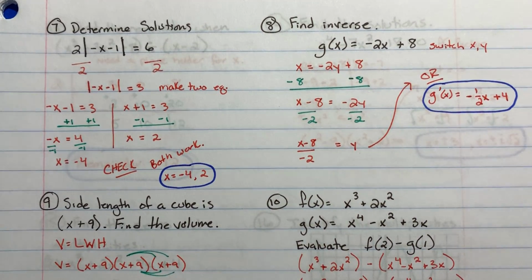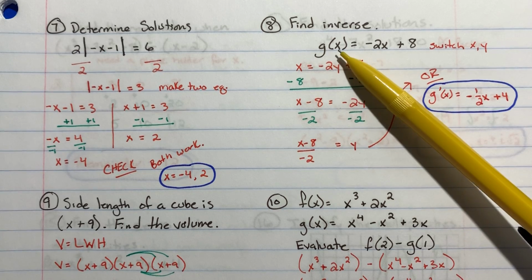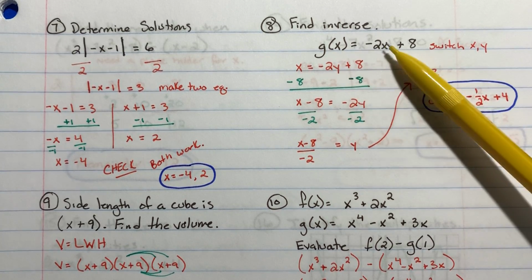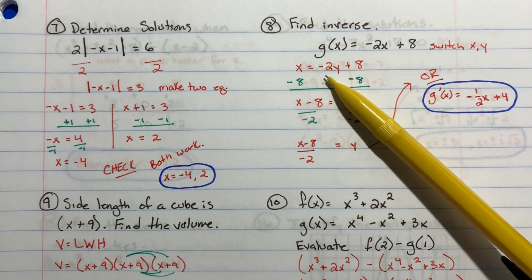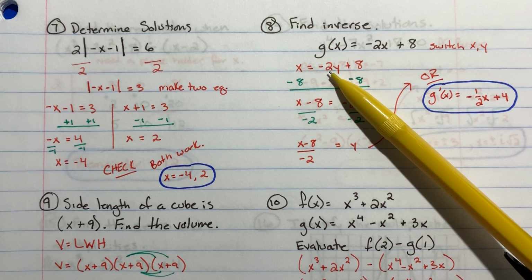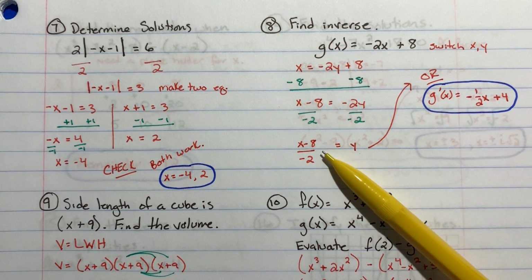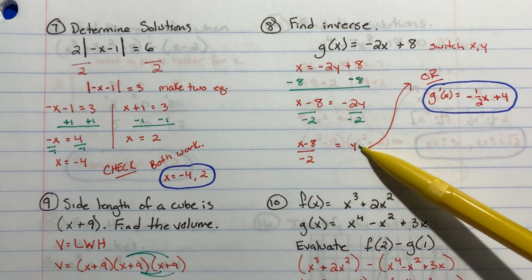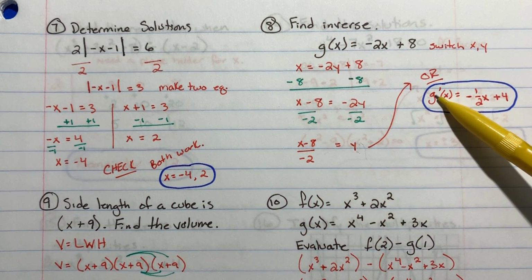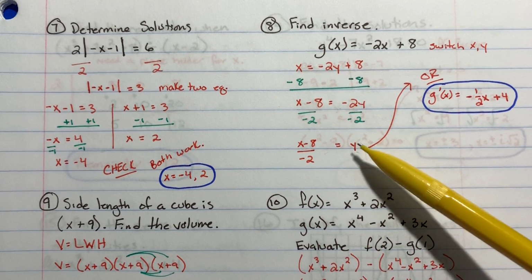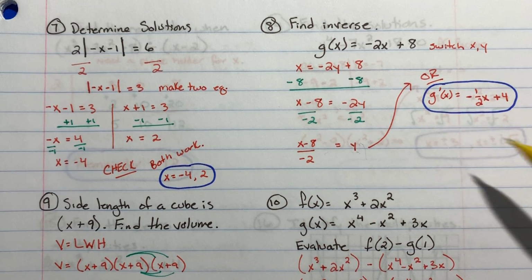Problem 8, find the inverse. Again, that's where we change this to a y and then switch your x and your y variables. And we get this. And we solve for y. And we come up with this answer, which we can actually change. Now, what I did was I changed this back to an inverse function expression, or inverse function notation.